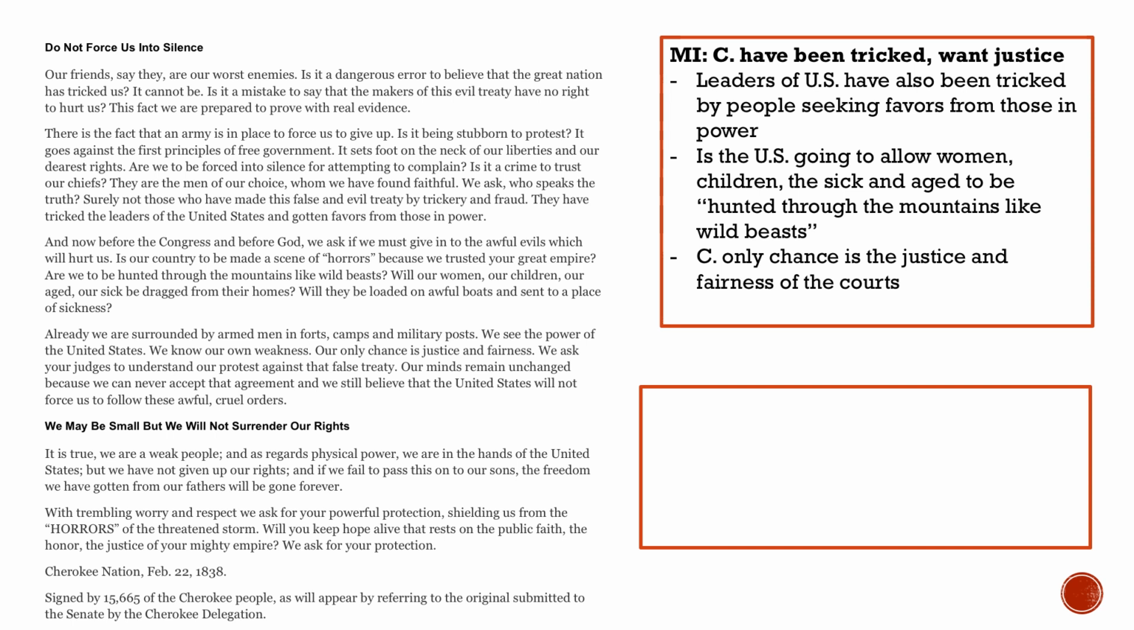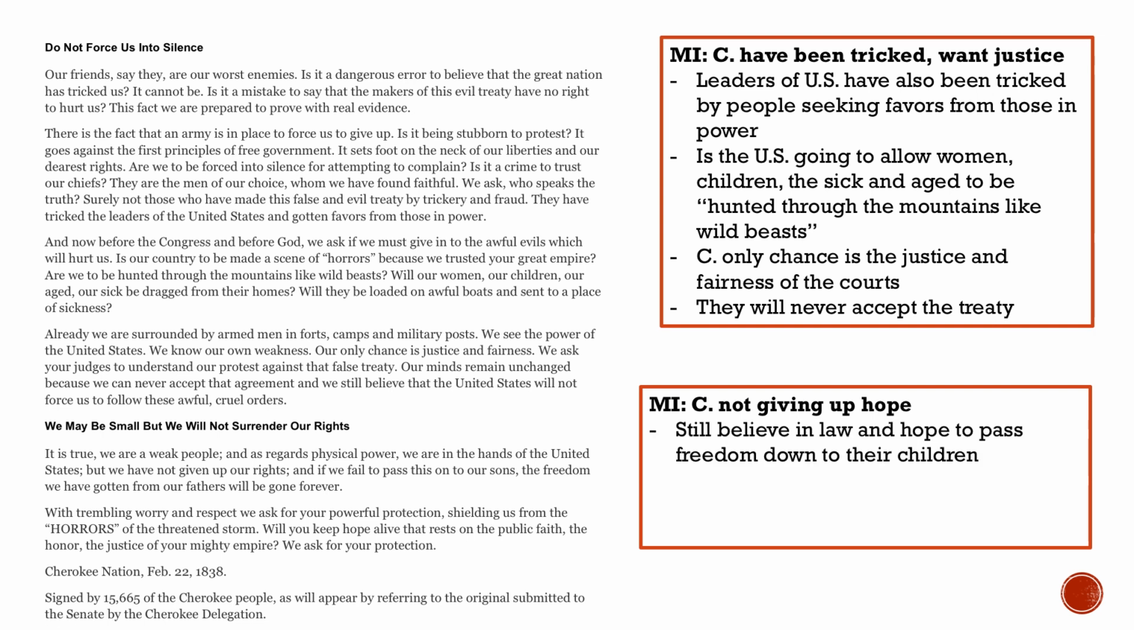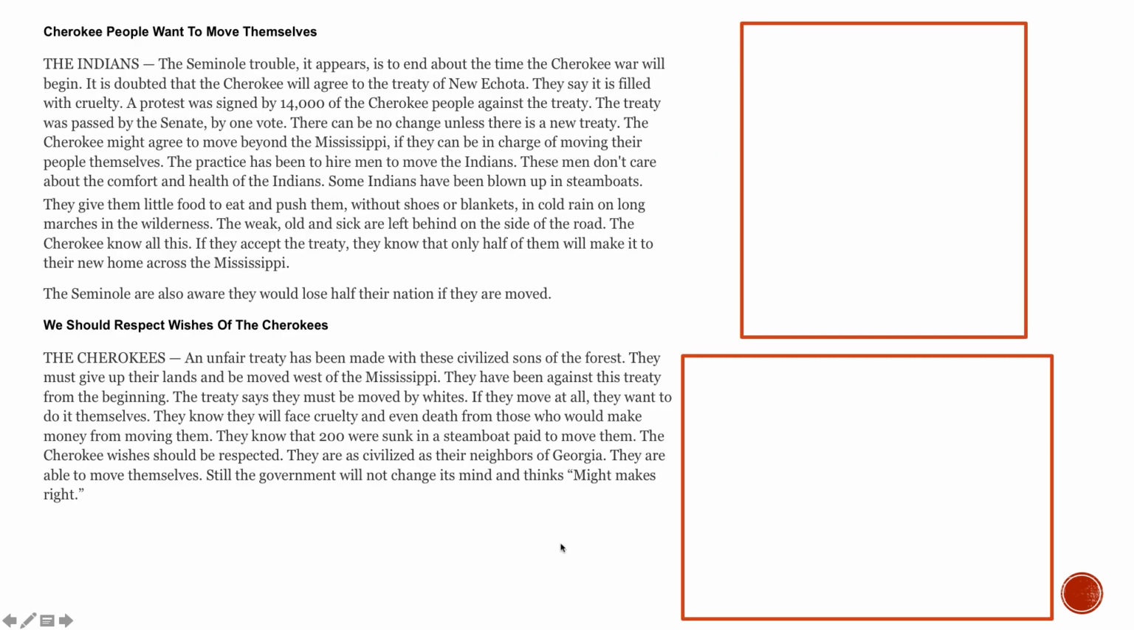So this right here is, first of all, they're never going to accept that treaty. They make that point there. But they're not going to give up hope. The Cherokee are not giving up hope. They still believe in the law and they hope to pass the freedom on to their children. And they're asking basically for the protection of the U.S. government here. And it's interesting, this letter was signed on the 22nd of February, 1838. So a lot going on in that moment. Cherokee people want to move themselves.